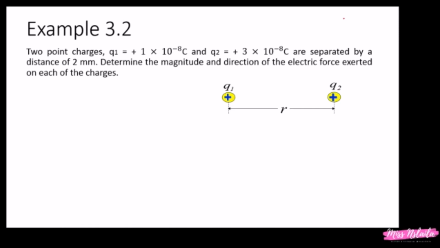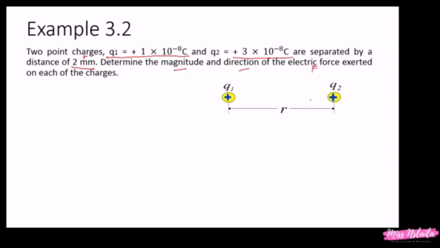Example 3.2. We have two point charges, Q1 equal to positive 1 times 10 to the power of negative 8 coulomb, Q2 positive 3 times 10 to the power of negative 8 coulomb, separated by a distance of 2 mm. So this is R, this is Q1, Q2. Determine the magnitude and direction of the electric force exerted on each of the charges. So we have two point charges and they are on the same axis.